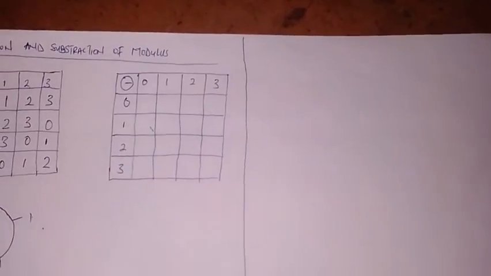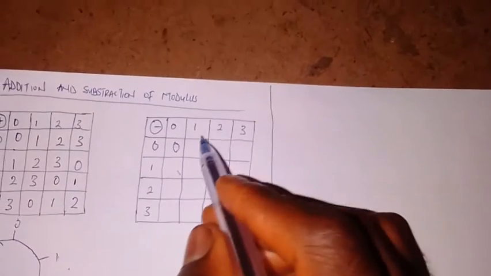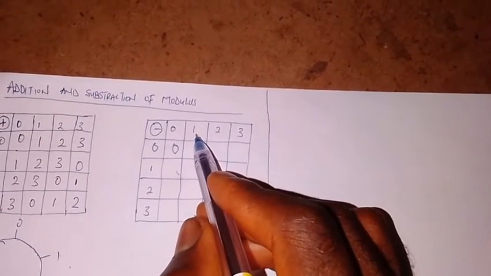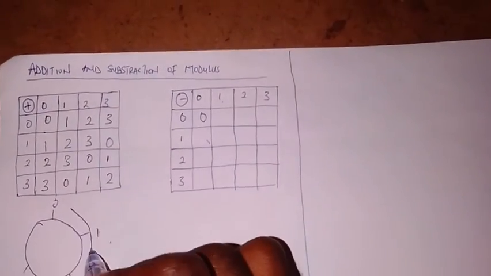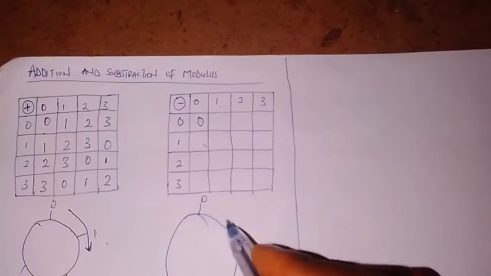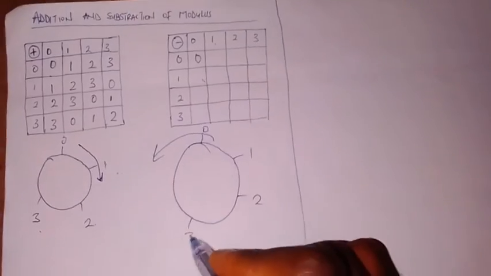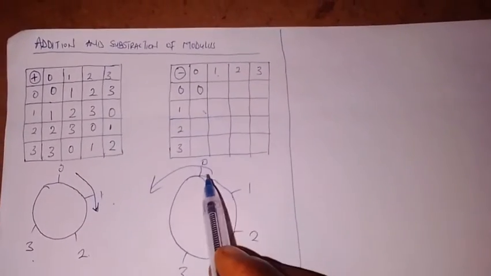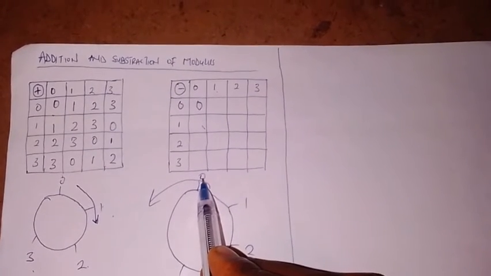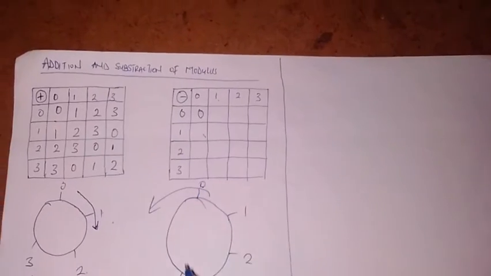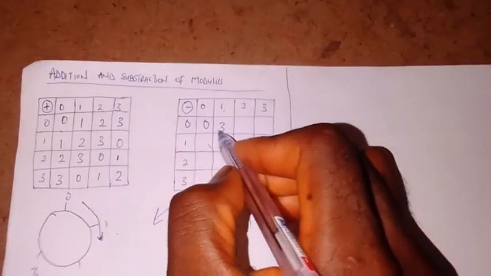For the subtraction, what do we have? 0 minus 0 is 0. I can write that down. 0 minus 1 is minus 1. For negative, I have to go against the circle. In addition I went like this, but in this case I have to go like this. Our numbers will still be the same: 0, 1, 2, 3. So 0 minus 1 is minus 1. I start from 0 and go back once, which gives me 3 here.